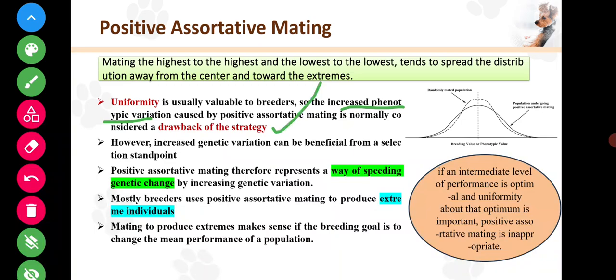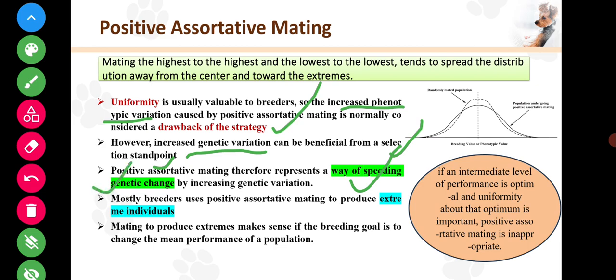But increased genetic variation can be beneficial from a selection point of view, because we know the raw material for selection is variation. Here there will be increased variation, so you can perform selection in a better way. Many times when your objective is to increase the variation for further utilization, you may go for positive associative mating. Positive associative mating therefore represents a way of spreading genetic change by increasing genetic variation.